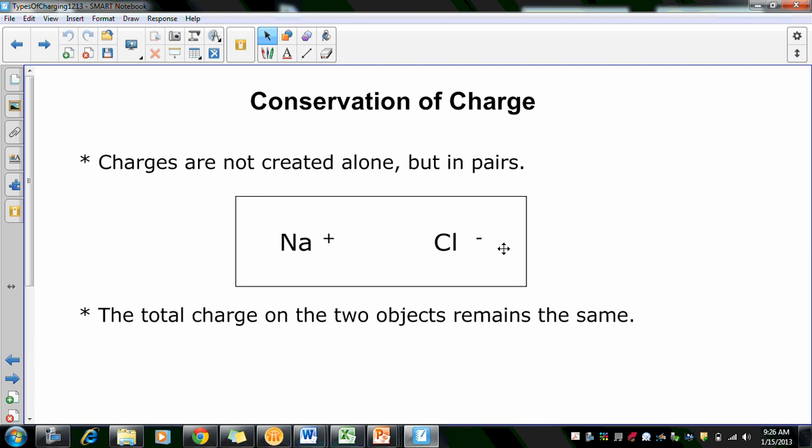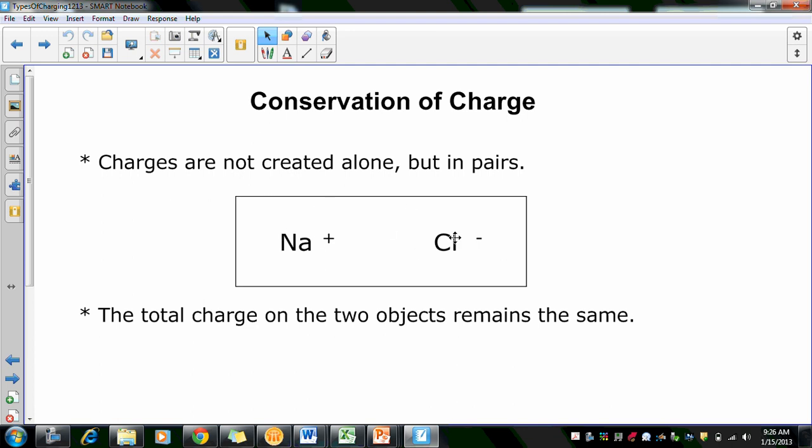So conservation of charge means that charges are not created alone, but in pairs. The idea is there are a certain number of protons and a certain number of electrons in the universe, and we cannot create any more. We cannot destroy them. Instead, they just move around. And so in electrostatics, it's the electrons that are moving.